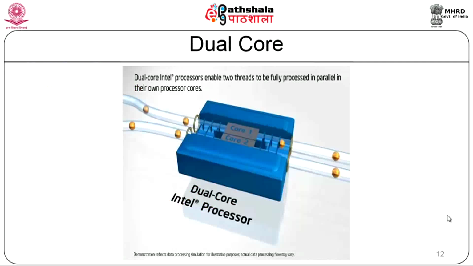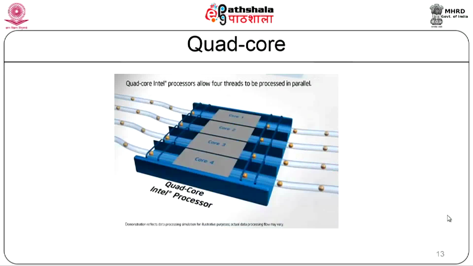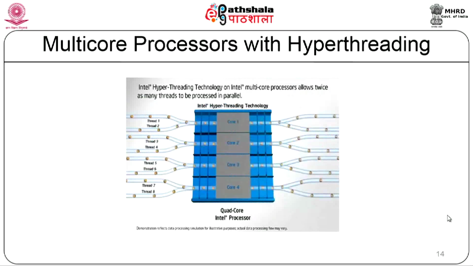The first one that we look at: when you look at a dual core processor, and if you have only one thread being supported by each of these cores, you have 2 threads of execution. And when you look at a quad core processor with 1 thread of execution in each of these cores, you have 4 threads of execution. Now, when you look at multi-core processors with hyperthreading, each of these cores can support 2 threads of execution. So, you can actually look at 8 threads of execution.